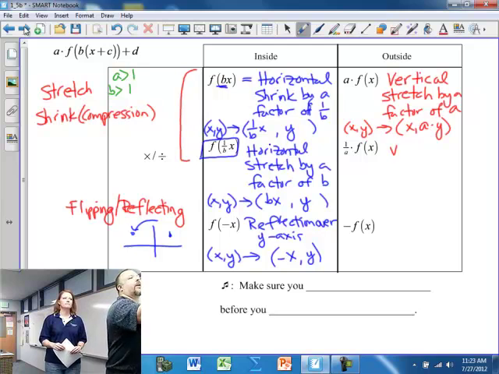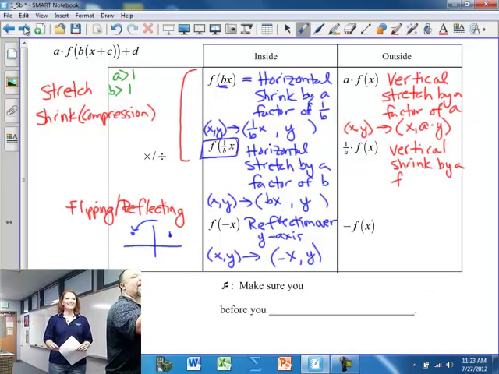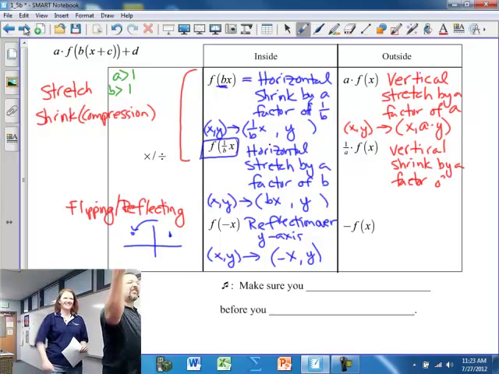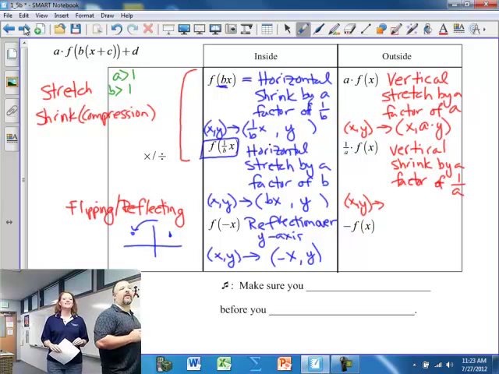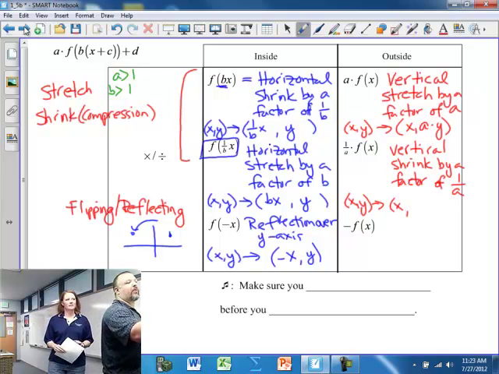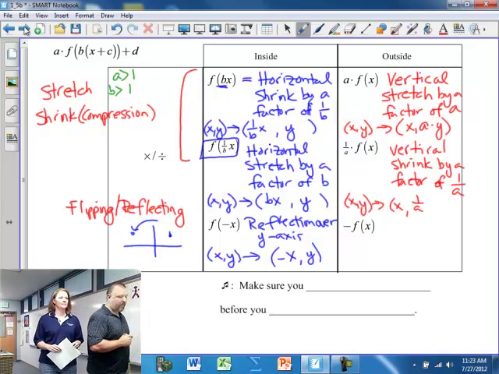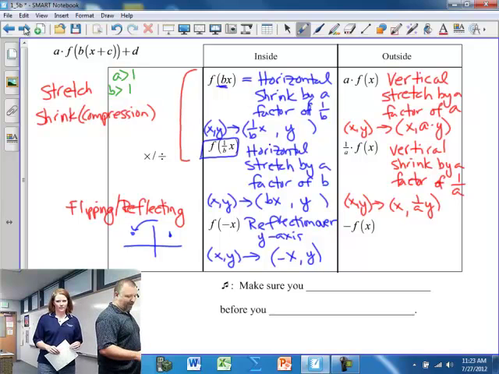How about 1 over a times f of x? Well, that's going to be a vertical shrink by a factor of 1 over a. That means we take our original points and we get the same x value because we're outside our function only. And we have 1 over a times the y values.